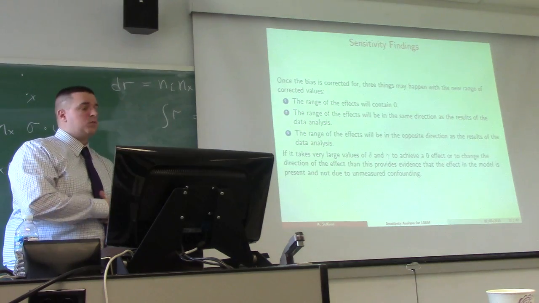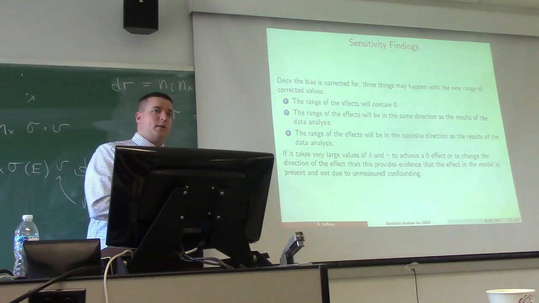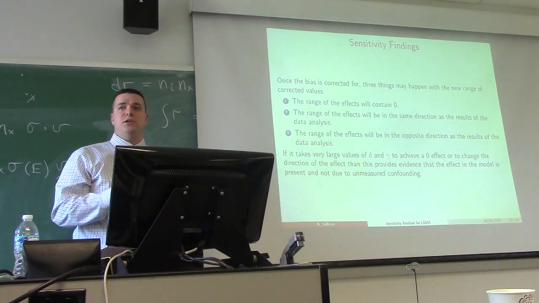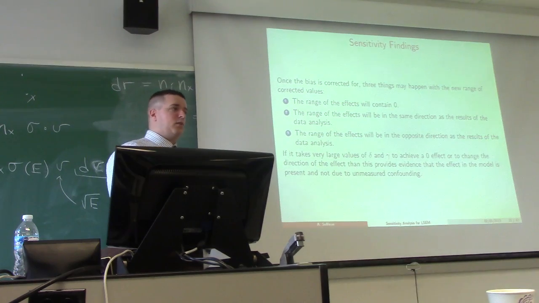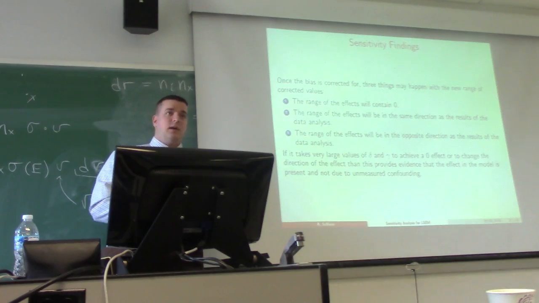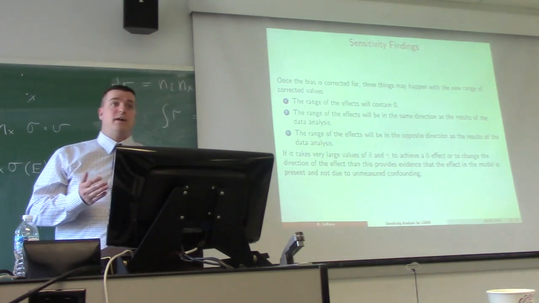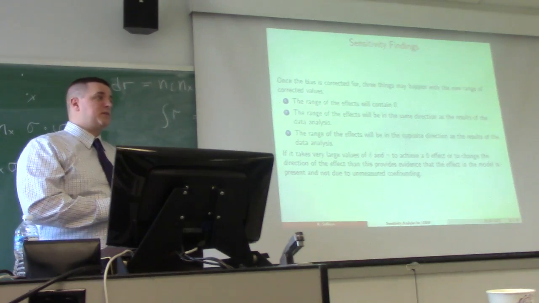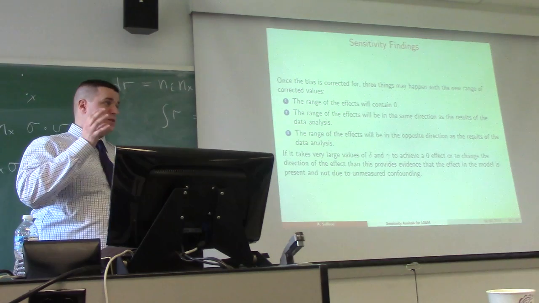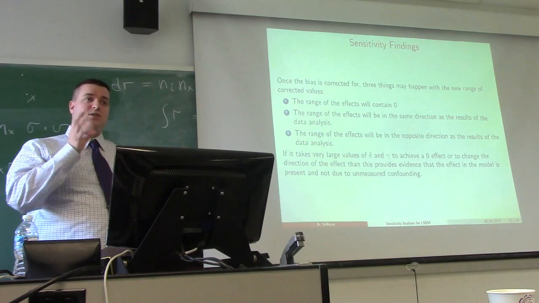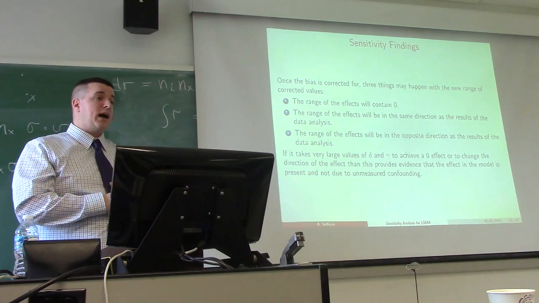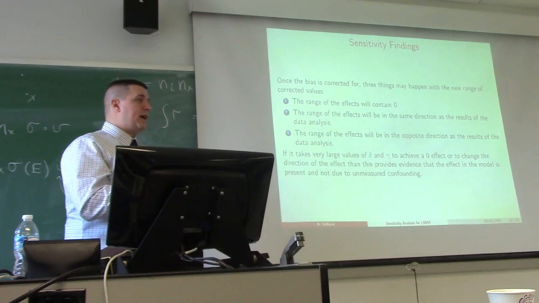Okay. So once this bias has been corrected for, we can talk about what happens. What do we do with sensitivity analyses? Well, sometimes when you correct for it, the range of values that you've corrected for contain a 0. If they contain 0, it's possible that your effect wasn't there, because we specified what we considered reasonable ranges for bias. If 0 is contained in that subtraction of correcting for the bias, it's possible that 0 is the actual effect.